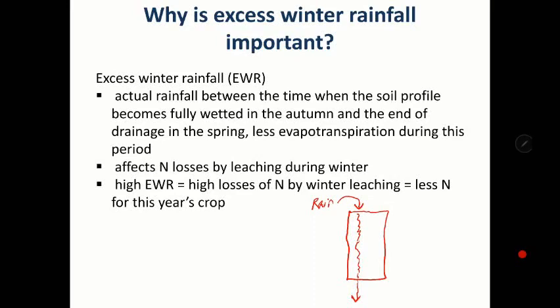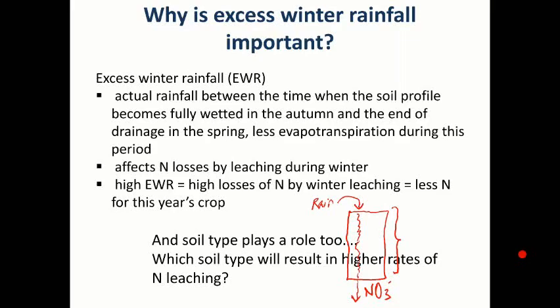So this affects nitrate losses by leaching during winter, because we know with that rainfall, of course, nitrate is going out the bottom of the profile, and we're losing it. So if we have high excess winter rainfall, high losses of N by winter leaching, and that means next year there'll be less nitrogen in the soil rooting zone for the crops growing next year. So that's why it's important.